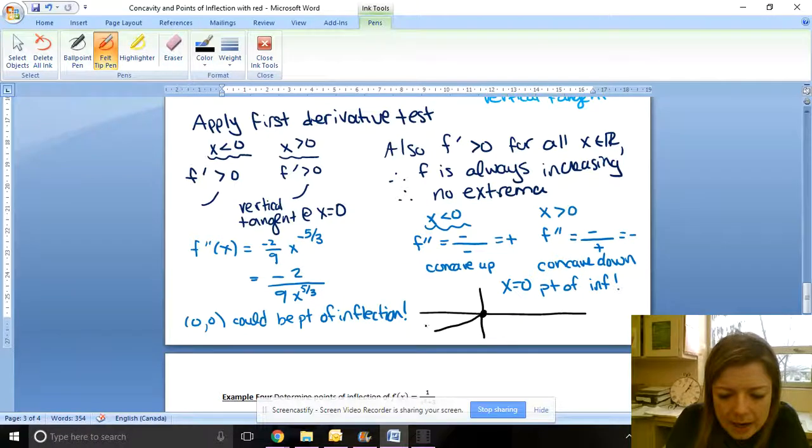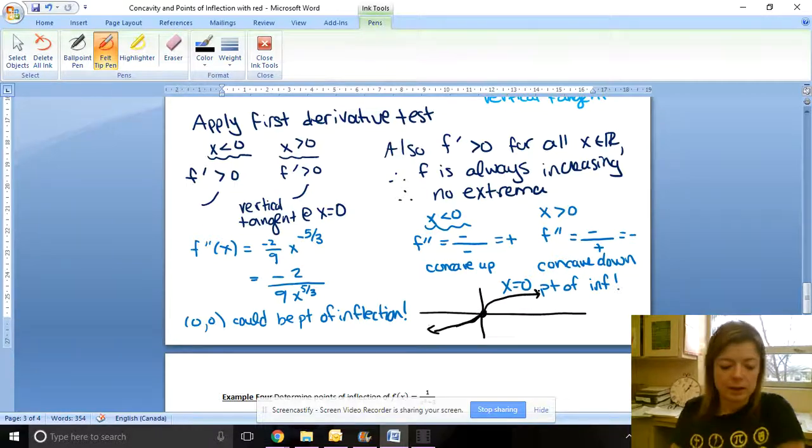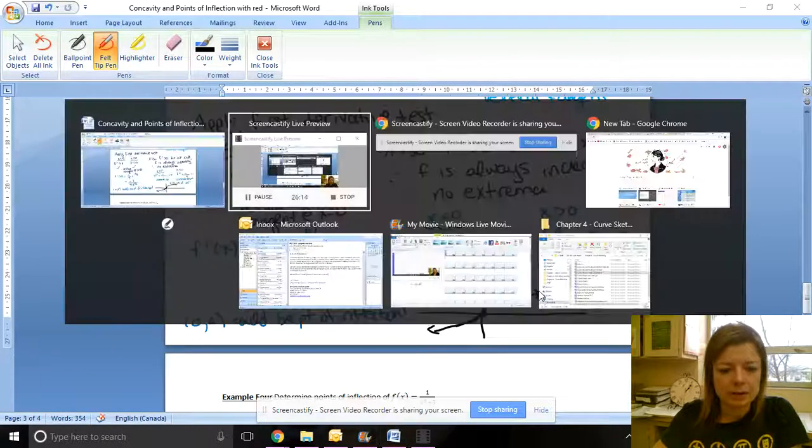So it wouldn't go back up because then you would have a section where the function was decreasing, but our first derivative said that our function is always increasing. So it's going to look something like that. And then right here, it's going to go kind of vertical and then go like this. So again, always increasing, but concave down. Okay, so that is what it looks like.